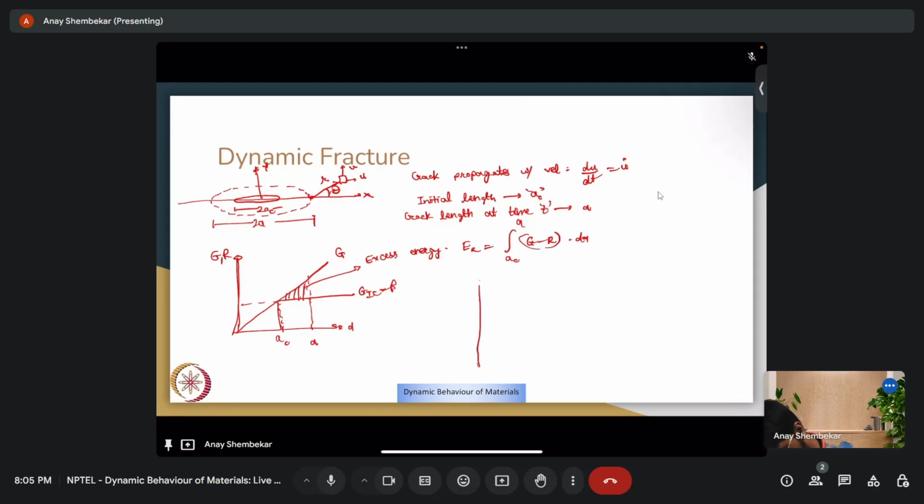So one more plot that we have is A dot by elastic bulk wave velocity. This is 0, 0.1, 0.2, 0.3, 0.4, and this is 0.47. Somewhere here you have a limiting velocity.